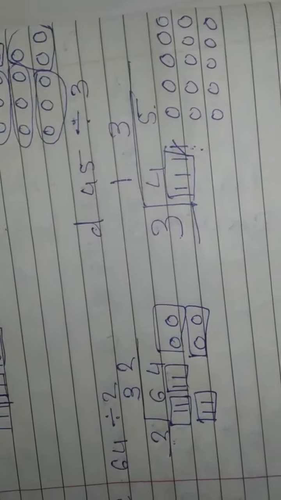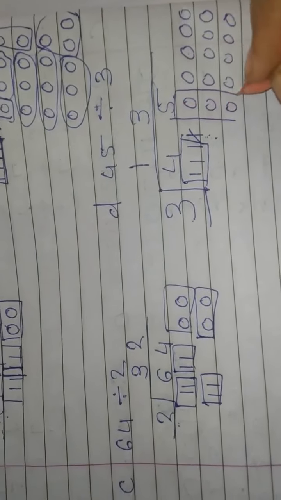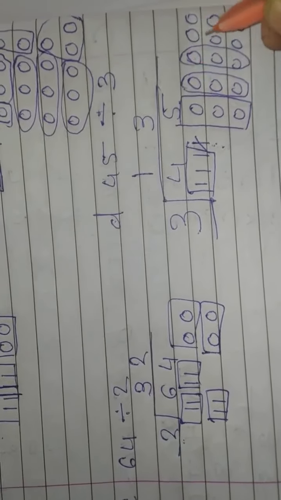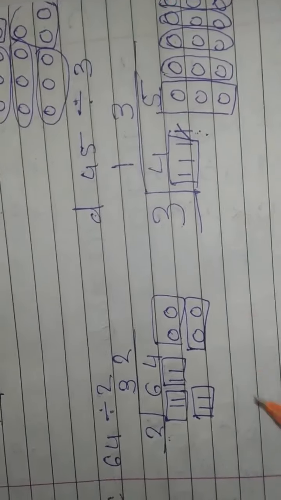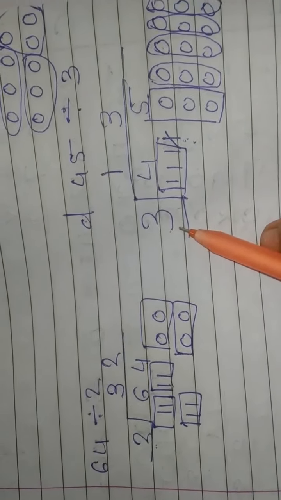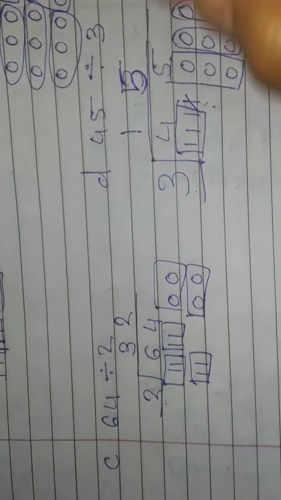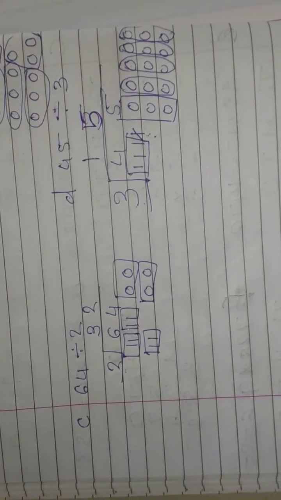Now in this circle we have to divide into 5 groups. Group number 1, group number 2, group number 3, group number 4 and group number 5. Because 3 5s are 15. Now look at this and write it down in your notebook.